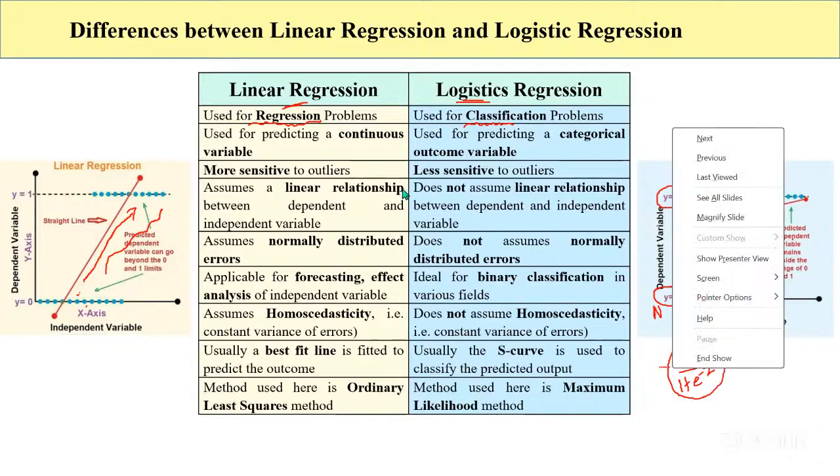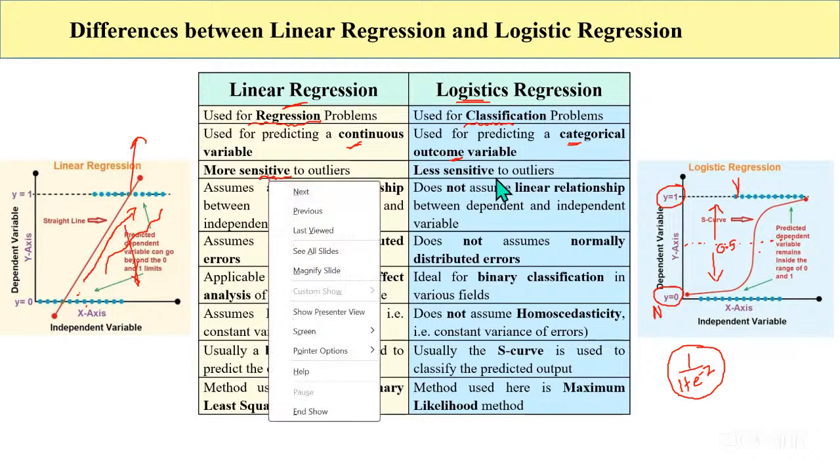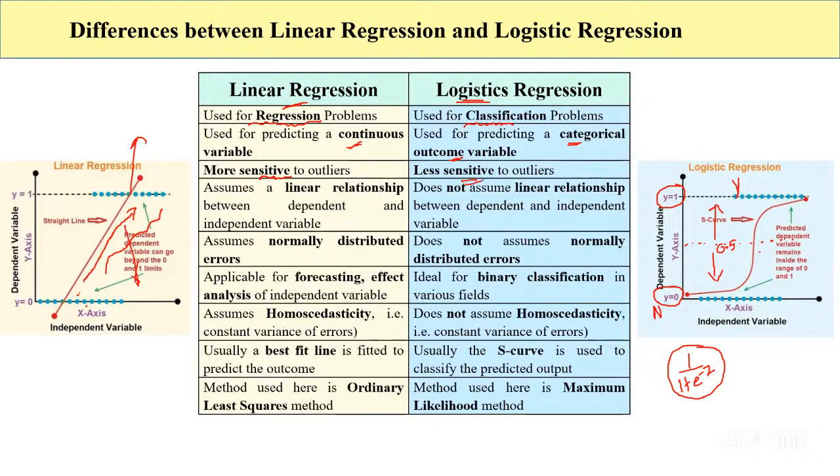Now, linear regression is mostly useful for continuous variables, and logistic regression is mostly useful for categorical variables. Linear regression is more sensitive towards outliers. When there is an outlier, it straight away extends the value, or it can drag the value also. But coming to logistic regression, it is very less sensitive to outliers.